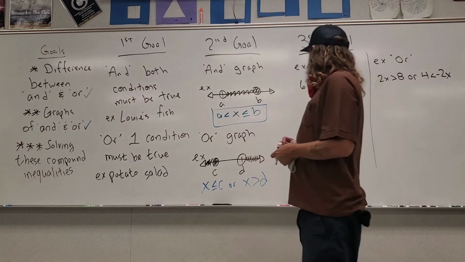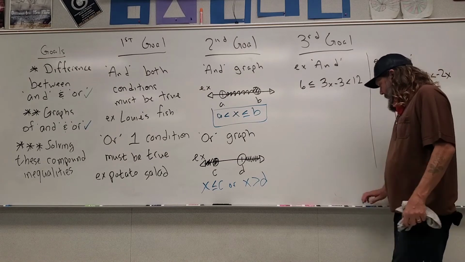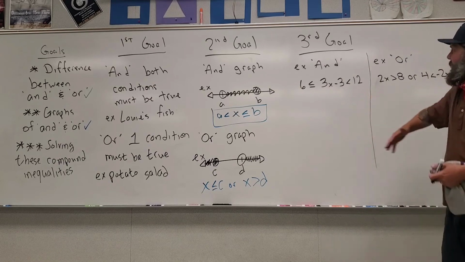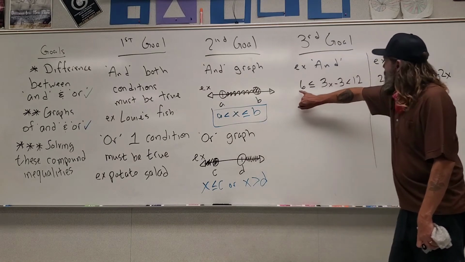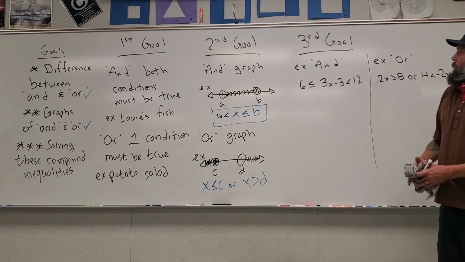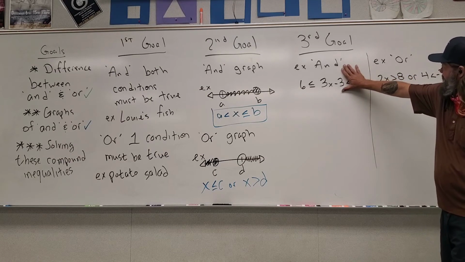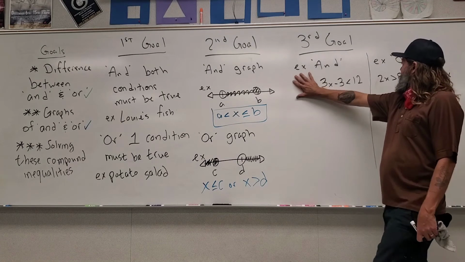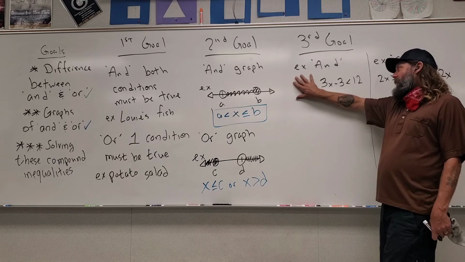All right, so let's move on to our third goal, and it's solving these compound inequalities. If I gave you this compound inequality as and, I know that it represents and because I have a lower boundary and an upper boundary. So I'm going to go through the steps to solve this. Now, if I gave you this inequality, you would solve this by adding 3 to both sides, then dividing by 3. I should have picked a better number, but sorry about that. If I was to solve this compound inequality, I would also add 3 to both sides, then divide by 3.